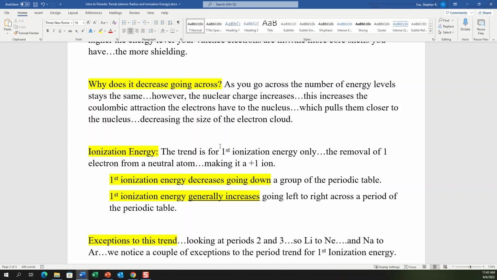And as I go down, the radius gets bigger, right? So I might have more protons in the nucleus as I go down the periodic table, but because my electron cloud is getting bigger, the electrons are further away from that nucleus, making them easier to remove. They're not as attracted, right? It comes down to Coulomb's law, all right?